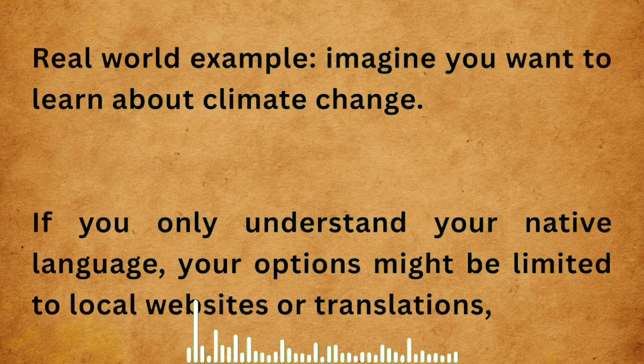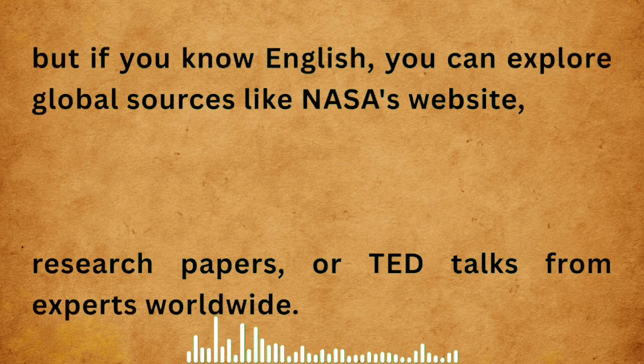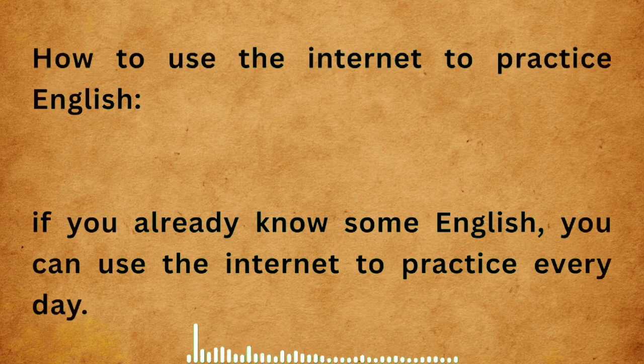Real-world example. Imagine you want to learn about climate change. If you only understand your native language, your options might be limited to local websites or translations. But if you know English, you can explore global sources like NASA's website, research papers, or TED Talks from experts worldwide. How to use the internet to practice English.